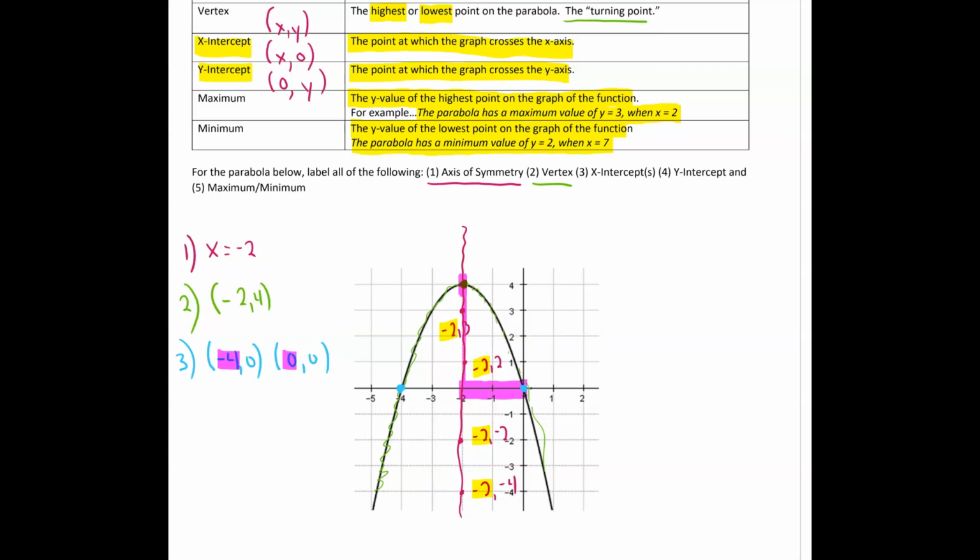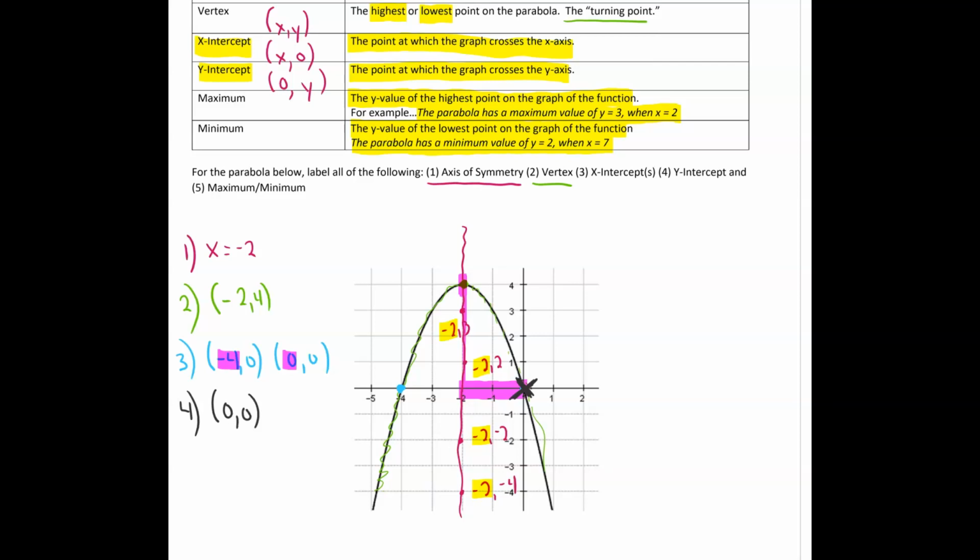Going on to the next one, it's asking for the y-intercept. So the y-intercept is where my graph crosses the y-axis, which happens to be right here, this big X. And if you notice, that also happens to be the x-intercept, and that's okay. Some coordinates can have multiple jobs. So my y-intercept is the point 0, 0.